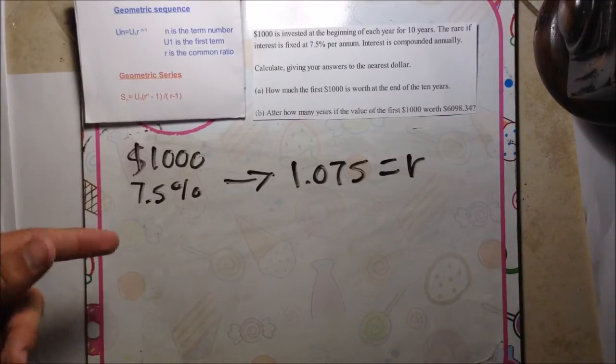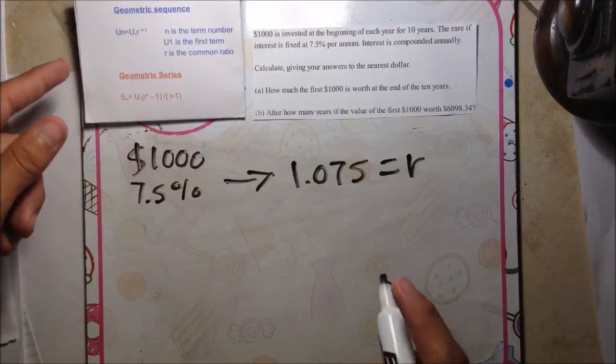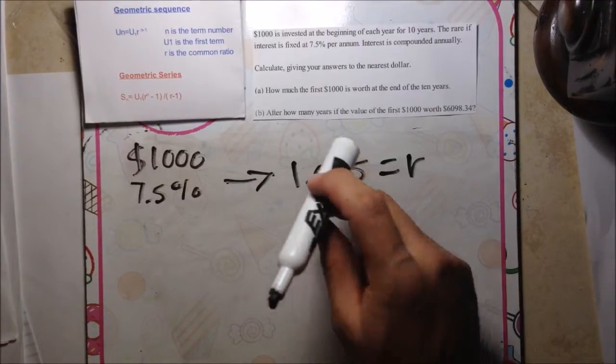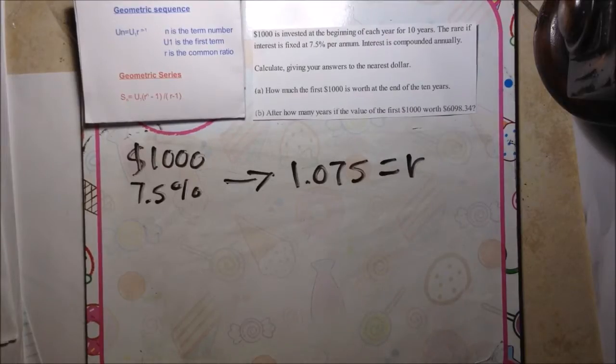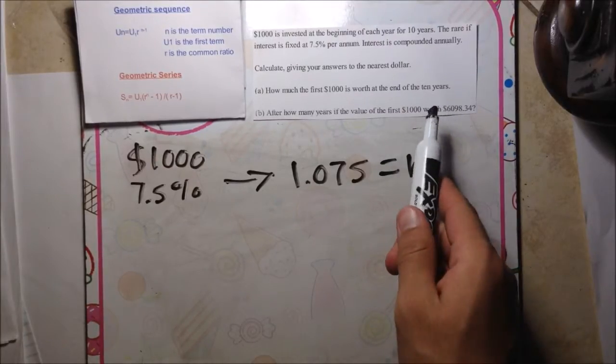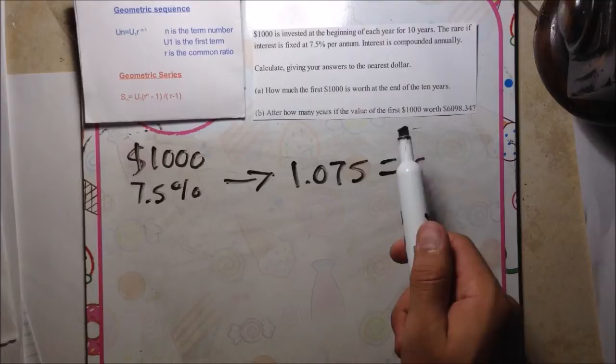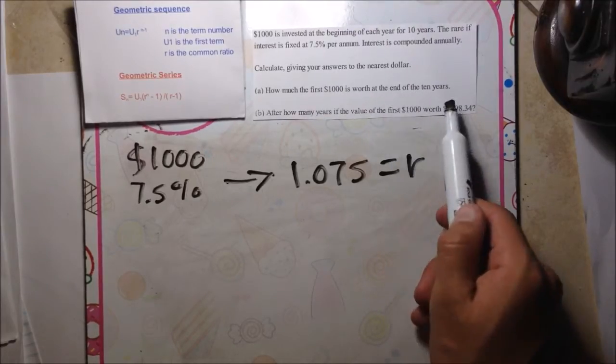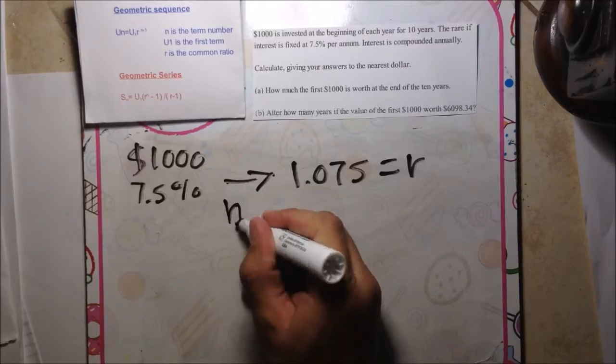Now all we have to do is plug everything we know into our geometric sequence formula, and we know it's geometric because looking at the question, we're asked to find the value of the investment at a certain year, which in this case is after 10 years. And do not be fooled by this. Since it's worded after 10 years, or at the end of 10 years, our n actually is 11 and not 10.